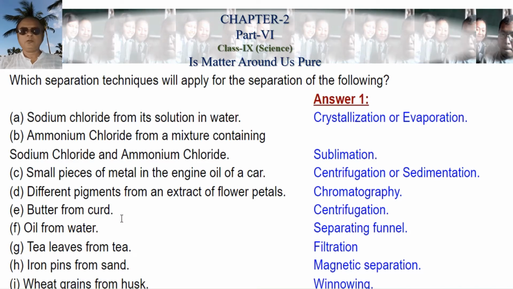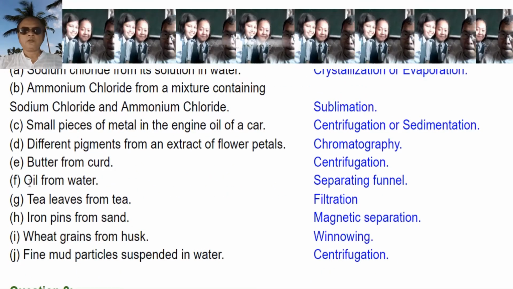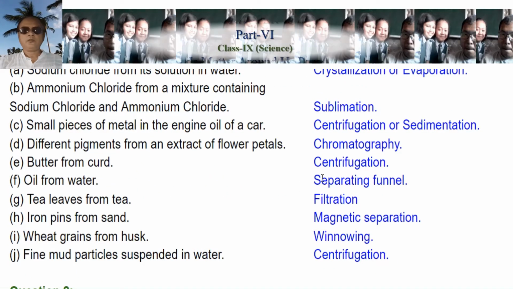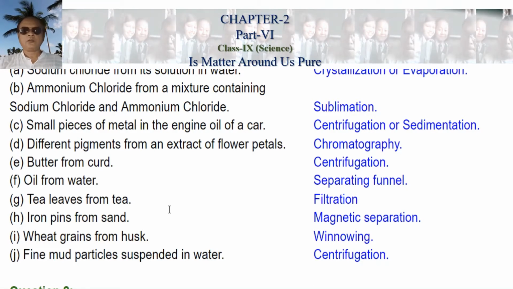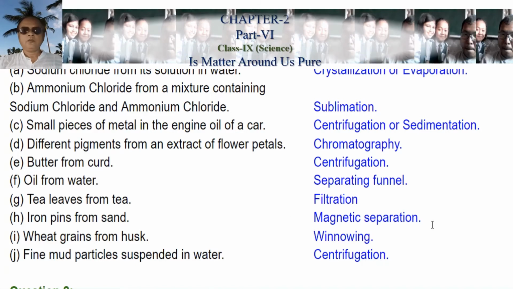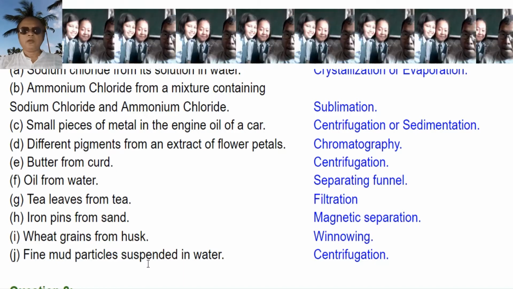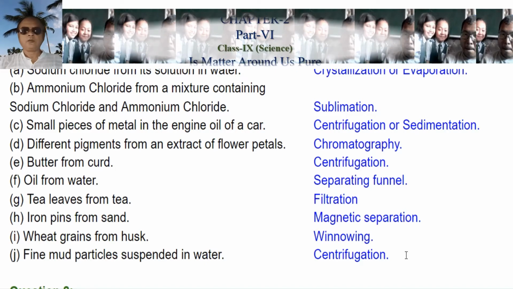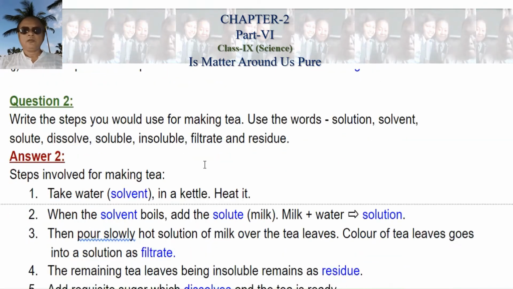Butter from curd, we will use centrifugation. Oil from water, we will use the separating funnel. Tea leaves from tea, we will use filtration. Iron pins from sand, we can use a magnet, that is called magnetic separation. Wheat grains from husk, we will use winnowing. Fine mud particles suspended in water, we will use centrifugation or sedimentation. Okay, now let's go to the next question.